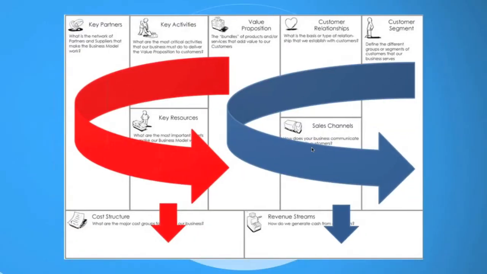you use it like this. So if you start off with customer segments, right? So we start off with our customers, define who our customers are. We can then talk about the relationships that we have with them, the value proposition, which is the products and services we offer, and then the sales channels. How do we either communicate with or deliver that value proposition to those customer segments.